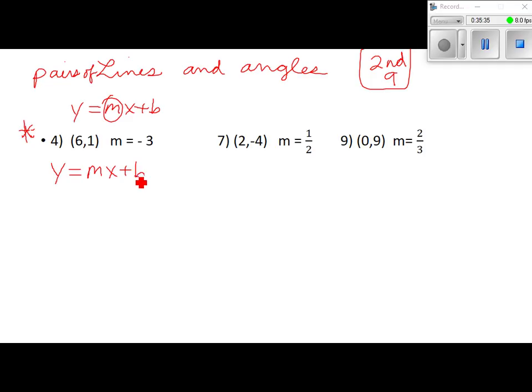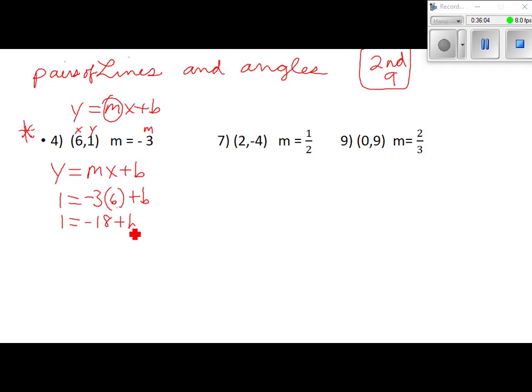That 6 right there is a what? X. The 1 is a y. That's your m. So what am I going to put in place of this y right here? 1. What am I going to put in place of that m? -3. Place that x? 6, plus b. How many variables do I have? Should be something I should be able to solve, right? So I end up with 1 equals negative 3 times 6 plus b. What's negative 3 times 6?